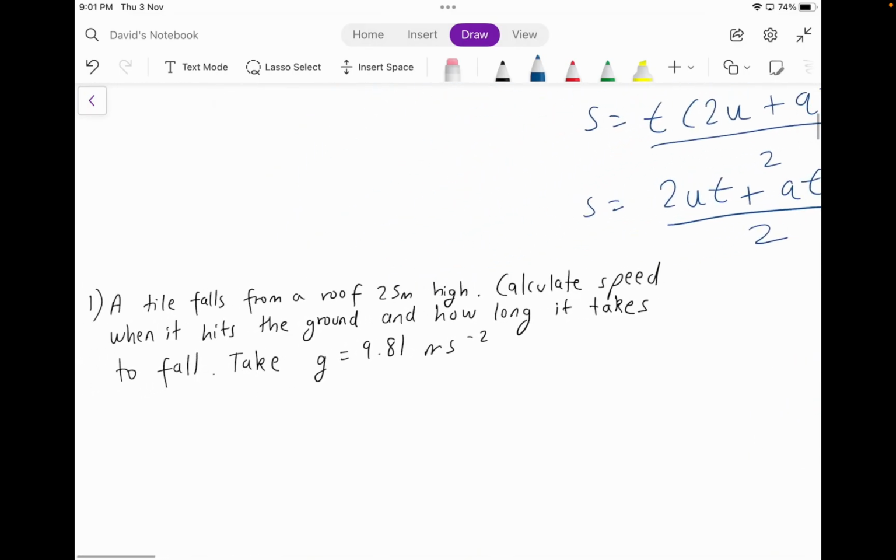Question 1. A tile falls from a roof 25 meters high. Calculate the speed when it hits the ground and how long it takes to fall. Take the acceleration due to gravity as 9.81 meters per second squared.